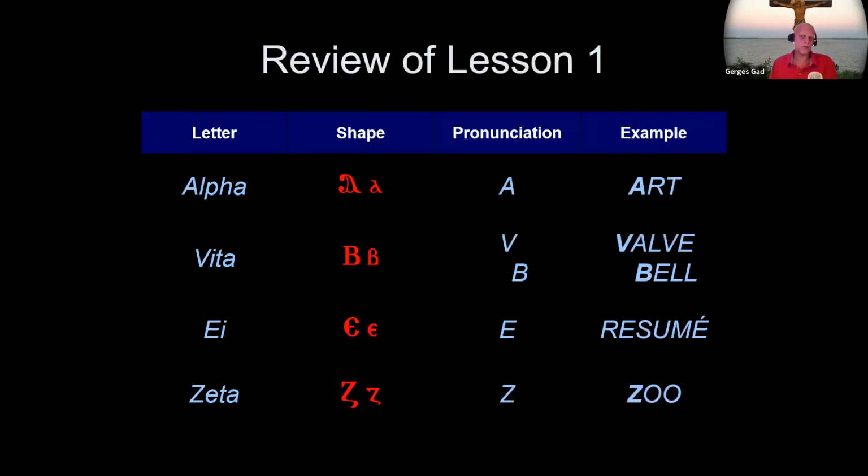We will start with our Coptic lesson. So today we will learn lesson 5. We'll review the first 4 lessons that we already learned. In the first lesson, we learned alpha, which looks like an A, pronounced like A, like art. Vita, pronounced like a V or a B. E, pronounced like an E. Zeta, pronounced like a Z.